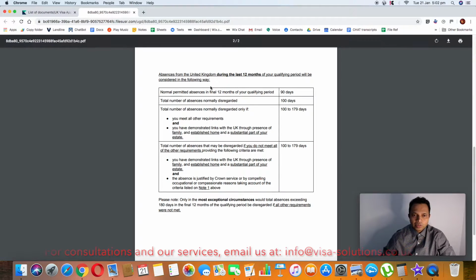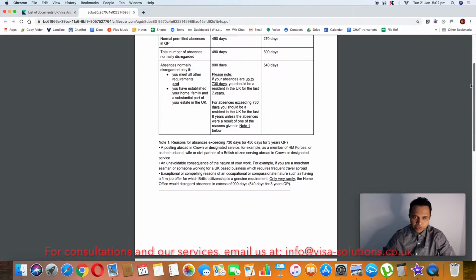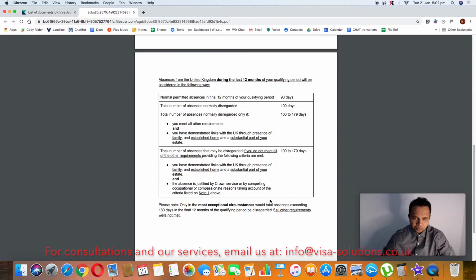Also, in the last 12 months of the qualifying period, the normal permitted absences are 90 days, and the normally disregarded absences are 100 days. The total number of absences normally disregarded only if, with a similar condition as before, you meet all the requirements and you have an established home, family, and a substantial part of your estate, is 100 to 179 days.